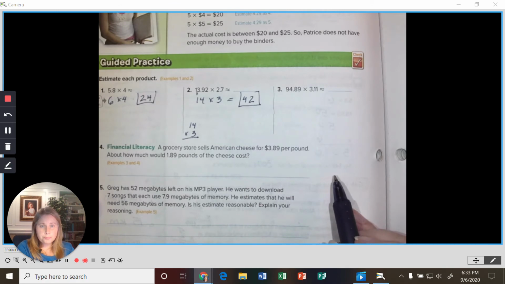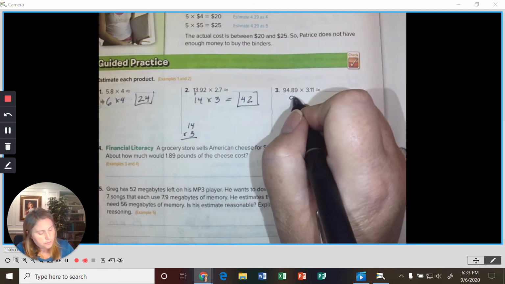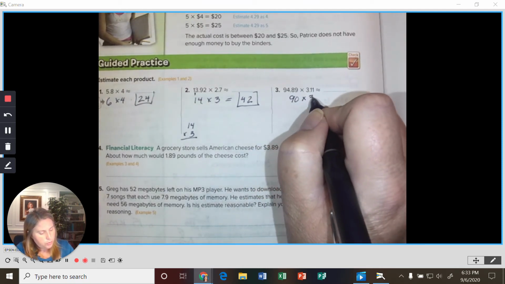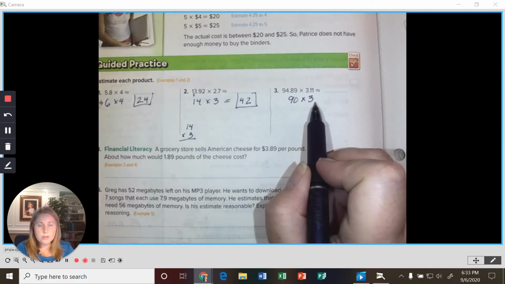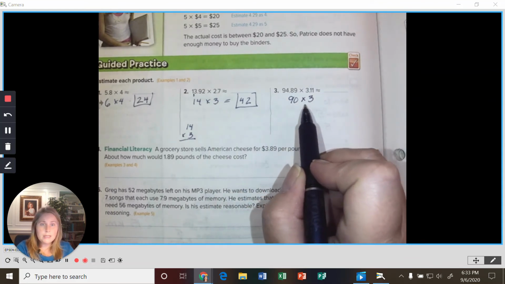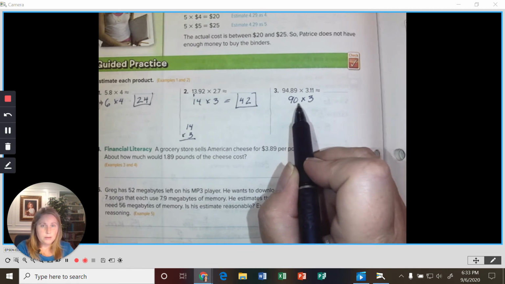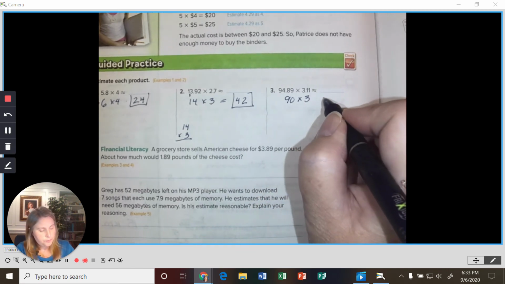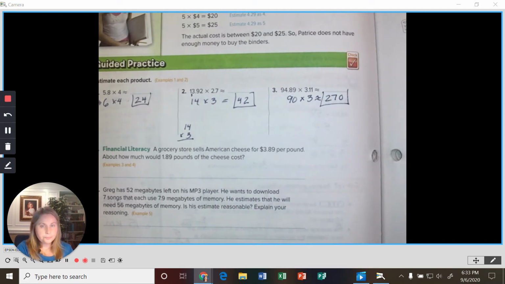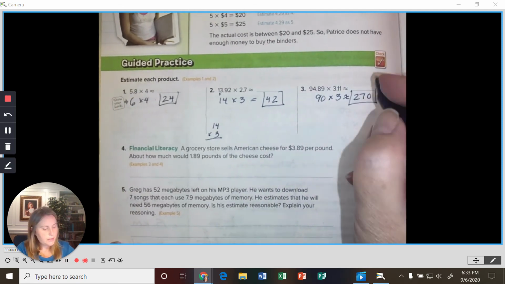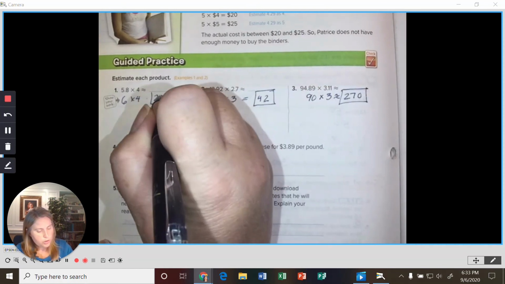Number 3, the 94.89, we're going to round that to 90. And the 3.11, we're going to round that to 3. Okay, 9 times 3 is 27, so 90 times 3 is 9 times 3 times 10, or 270. And we always box our answers so that stands out on our work.